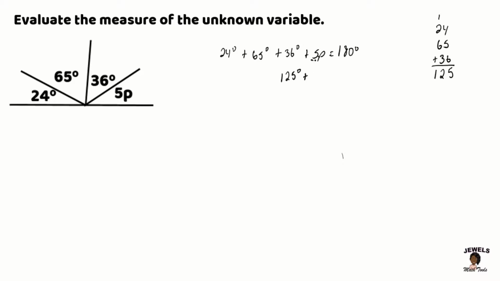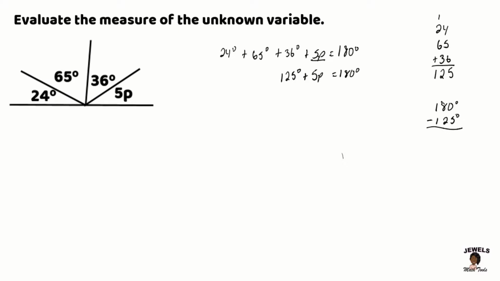And we're going to bring down our 5p, which is remaining. And these two summed together should equal 180 degrees. Now I'm going to be subtracting my 125 degrees from my 180 degrees to find out the remaining angle that is left over after the angles that I was given are removed from my 180 degrees.